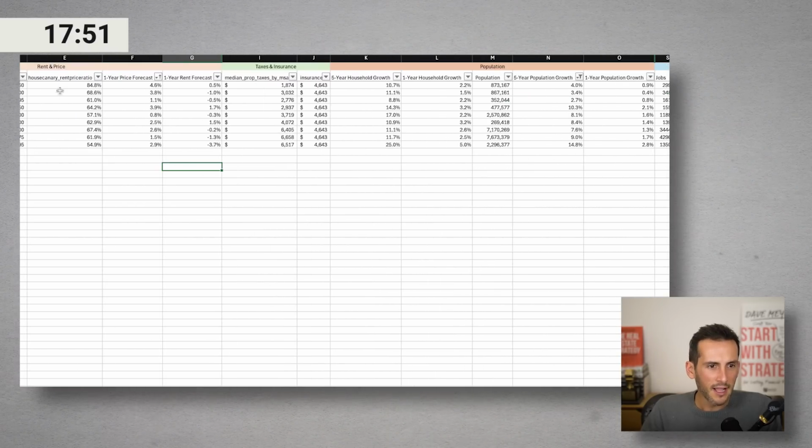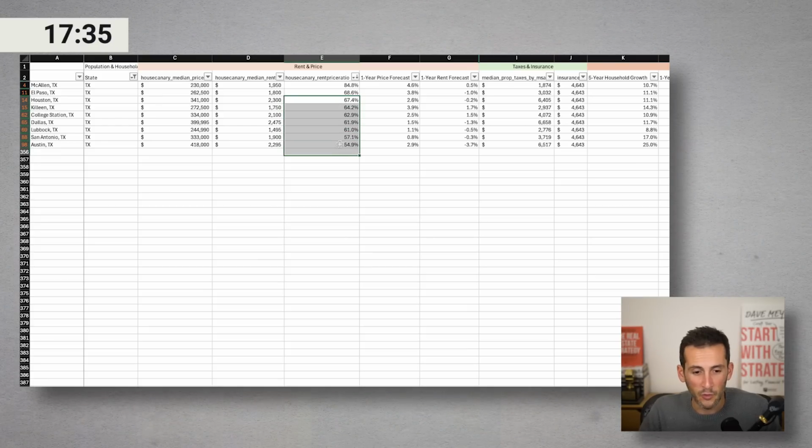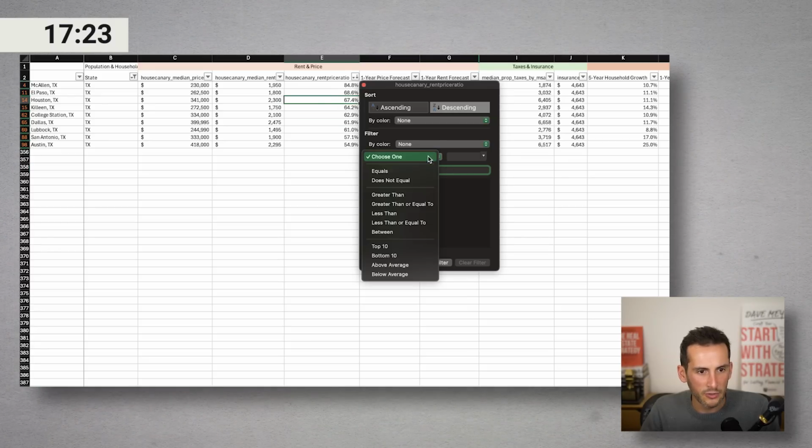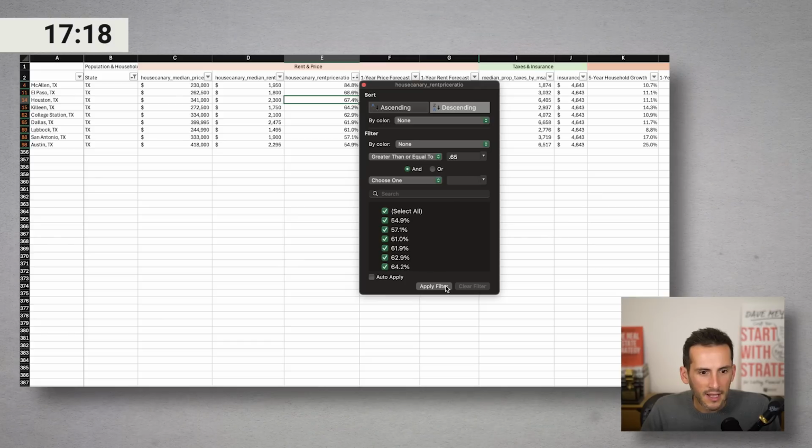So I wouldn't omit them, but it is something that I'm going to keep an eye on. The next thing I'm going to look at here is the rent to price ratio. And just from experience, I know that in markets where it's below like 0.6, 0.65%, we're unlikely to find cash flow. Because I only have 20 minutes, and let me just see how many minutes, I have 17 and a half minutes left, I'm going to eliminate some of these and just focus on these top 3. So I'll just do greater than or equal to 0.65 and apply that filter.